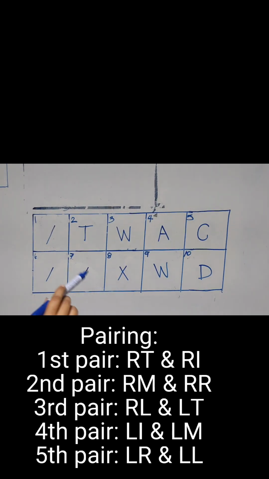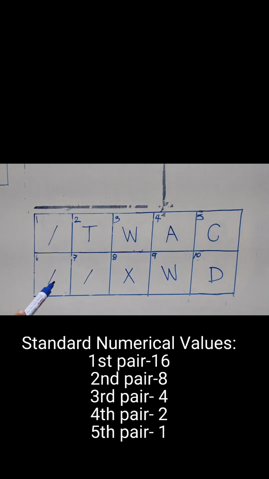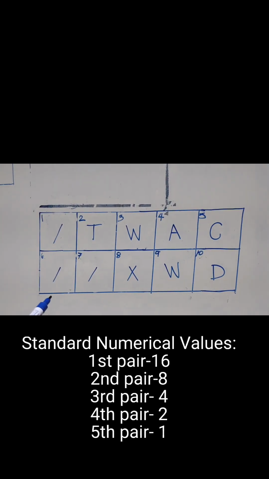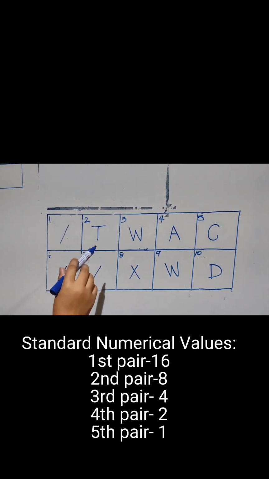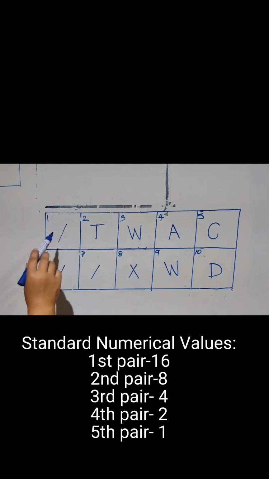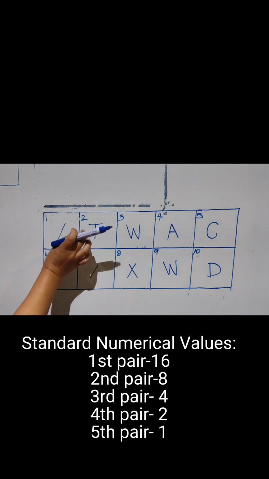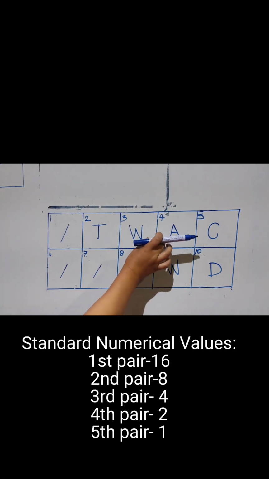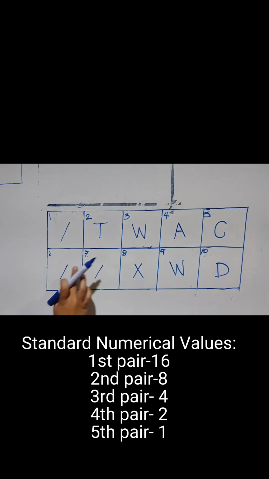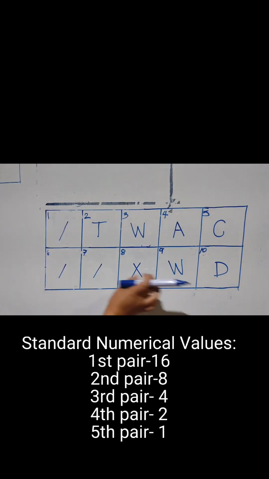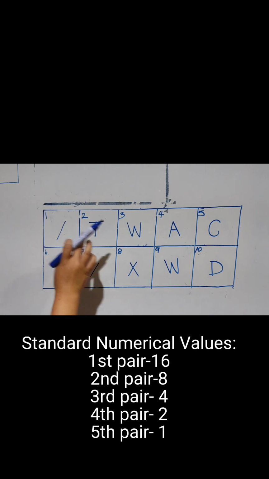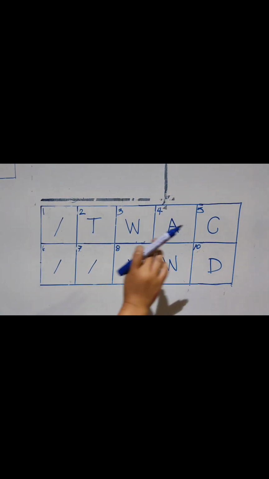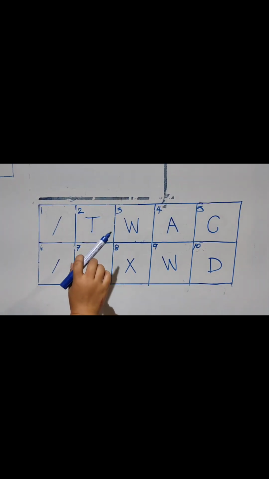The second rule is the assigning of numerical values. There is a standard numerical value in each pair. The first pair is 16, 8, and 4, 2, then 1. We're not going to label this because these are not all whirl patterns.